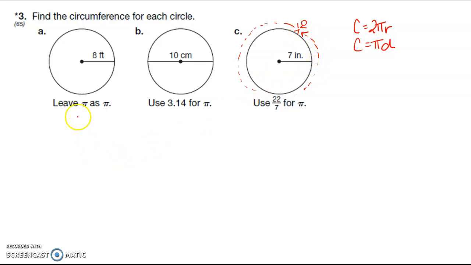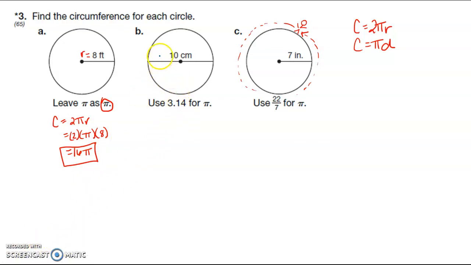On this first one I have a radius of 8, so I'm going to use the 2 pi r formula, and it says leave pi as pi, which means I'm just going to leave the symbol pi like it is. So let me plug in what I know. I have 2 times pi times 8 is the radius, so 2 times 8 is 16, and we leave pi as pi.